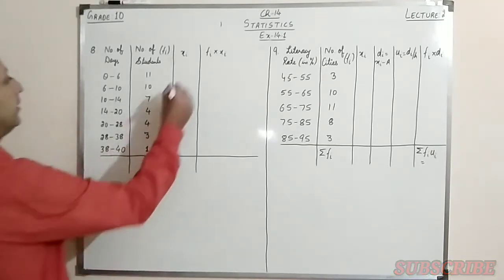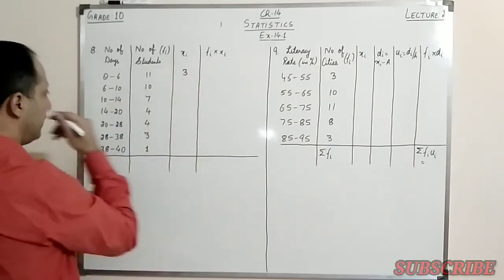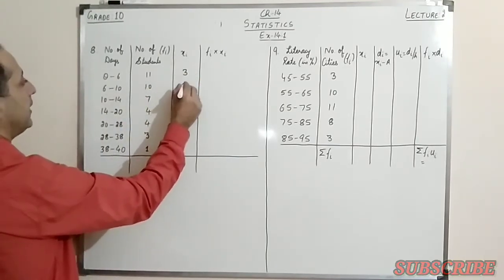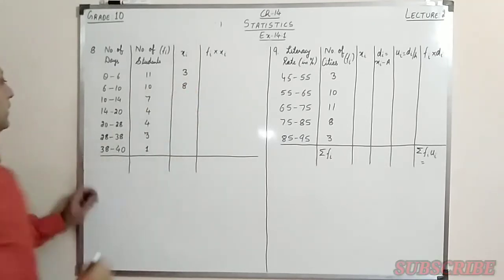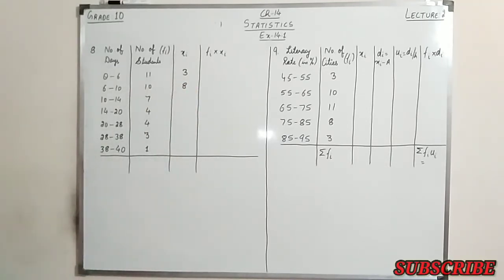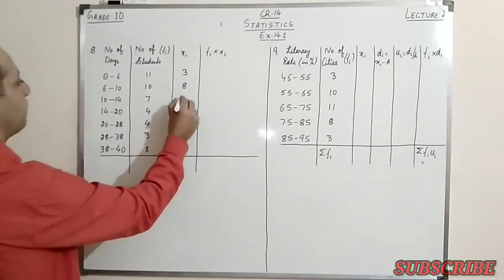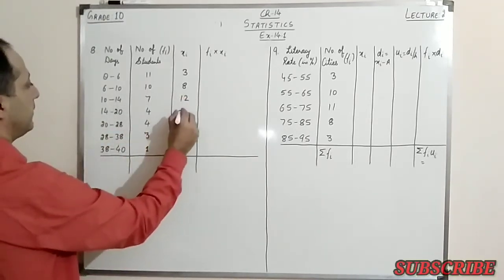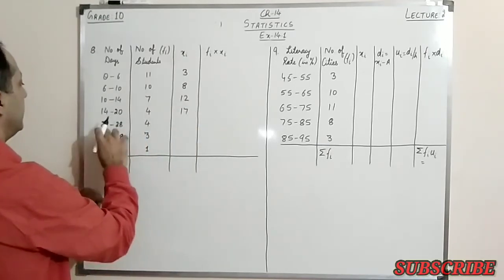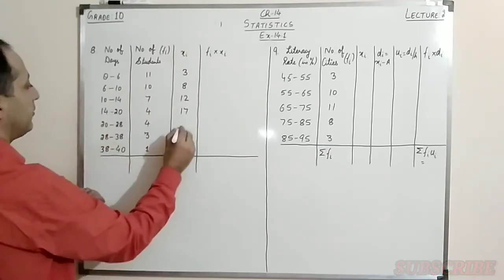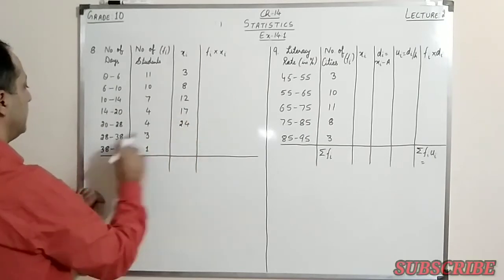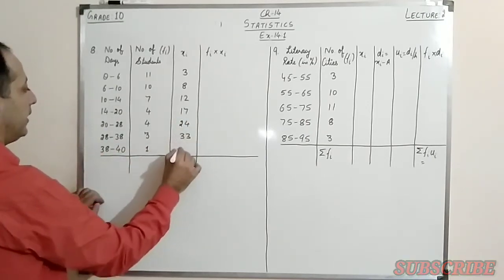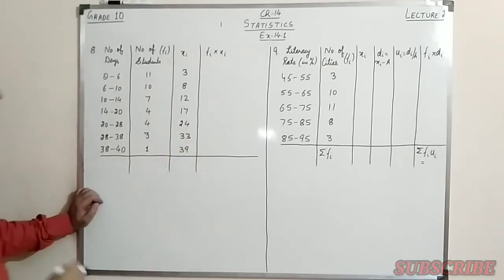So the first one will be 3, 10 plus 6, 16, divided by 2, we get 8. Then this is 10 plus 14, 24, and divided by 2, we get 12. Then we have here, this is 34, so we have 17. Then this is 48, so we have 24. Then we have, this will be 33. And finally, the last one is 39.